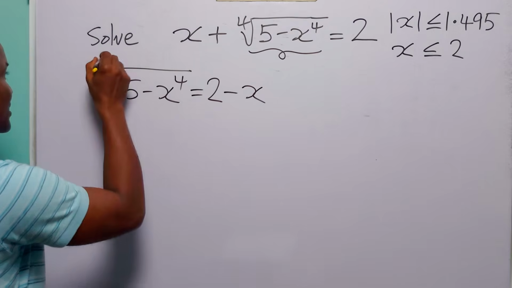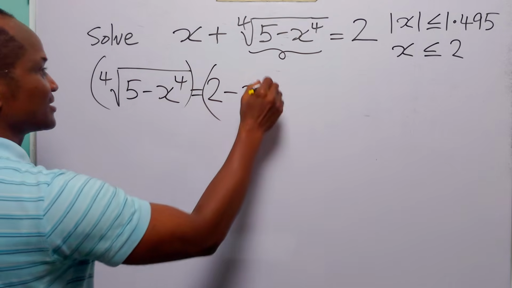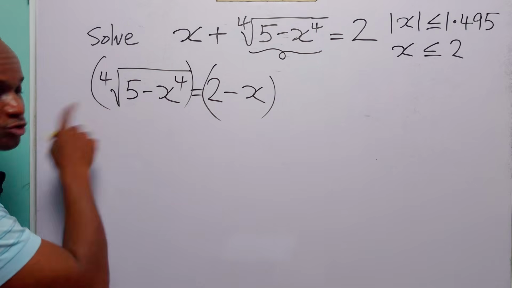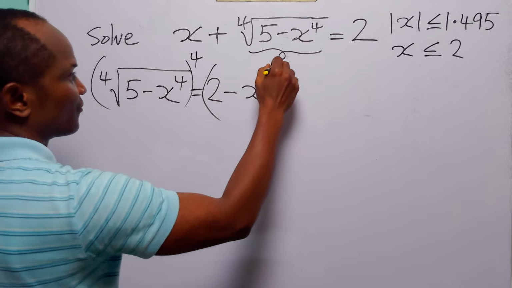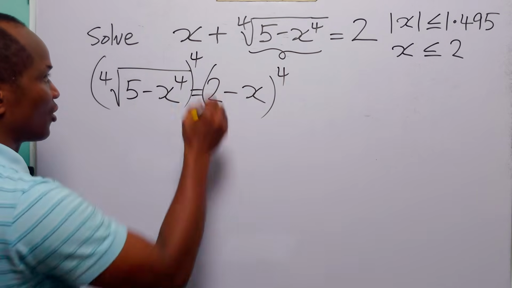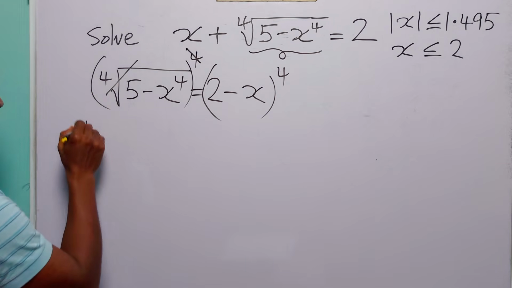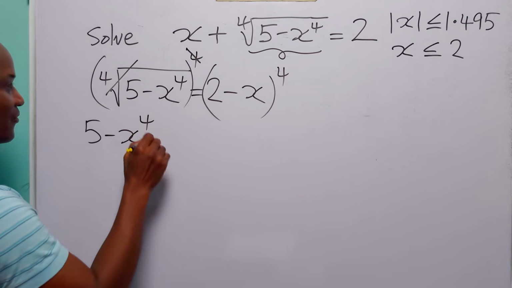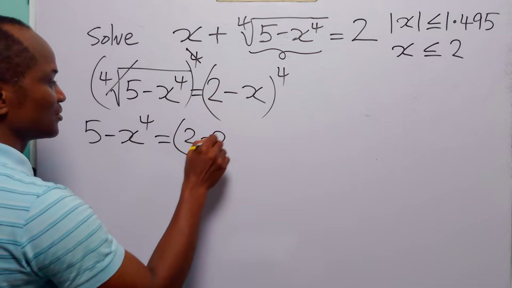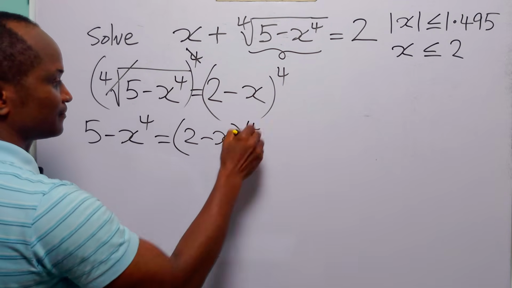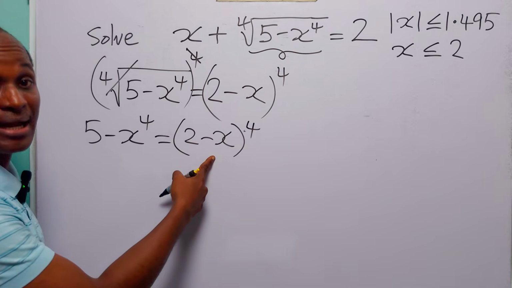What we are going to do now is raise both sides of this equation to the power 4 to get rid of this fourth root. So we have this to the power 4 and this to the power 4. Of course, this is going to take care of this. And we have that 5 minus x to the power 4 is equal to 2 minus x to the power 4. Now let us expand this.